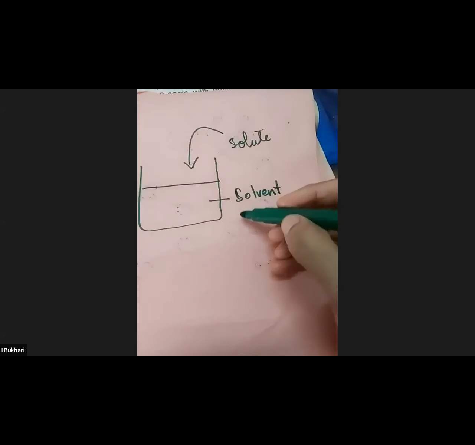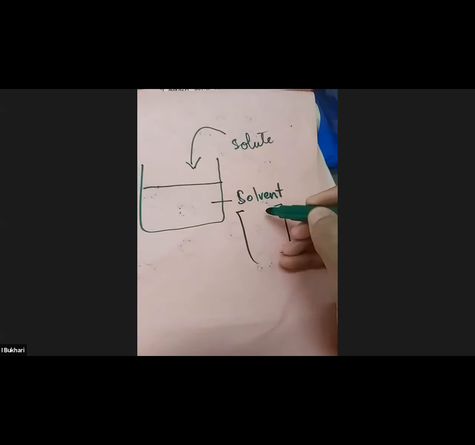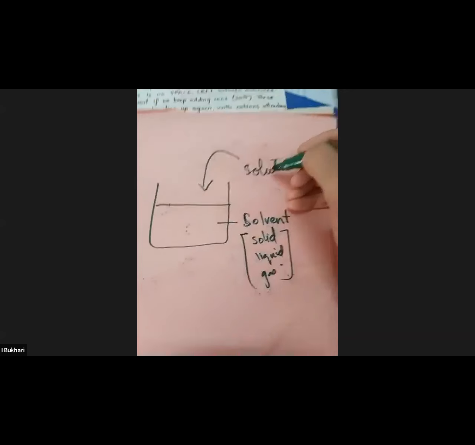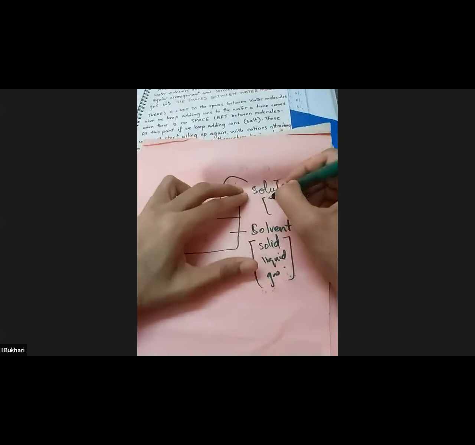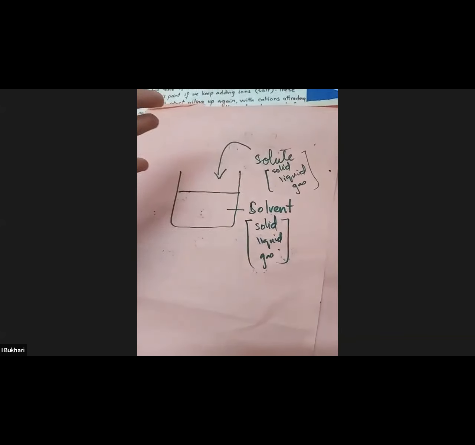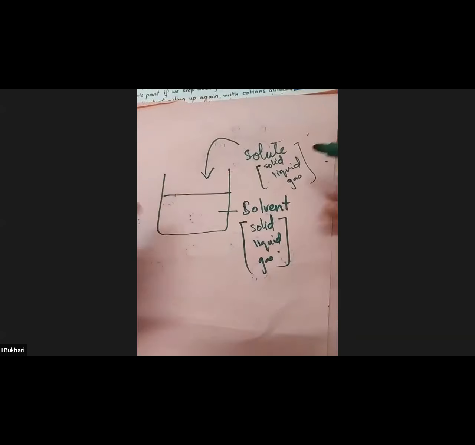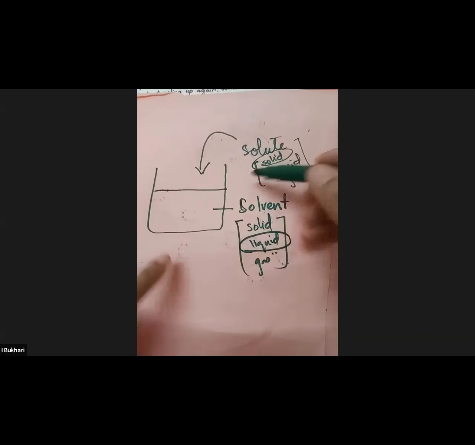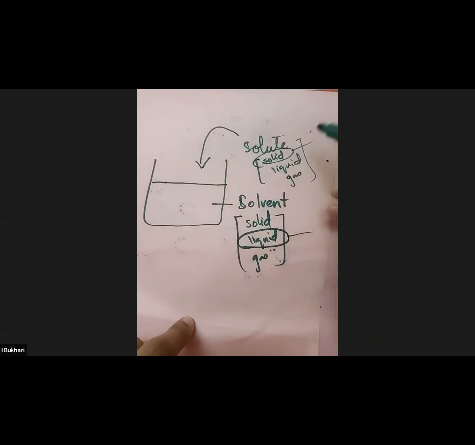Now this can be any state. It can be solid, it can be liquid, it can be a gas. And the same is the case with solute. But usually for your level, for grade 6, we take solvent to be liquid and solute to be solid, to make things easier. So solvent is liquid and solute is solid.